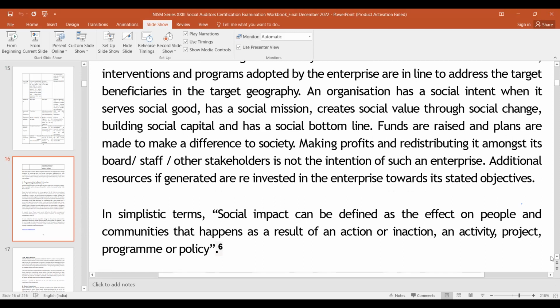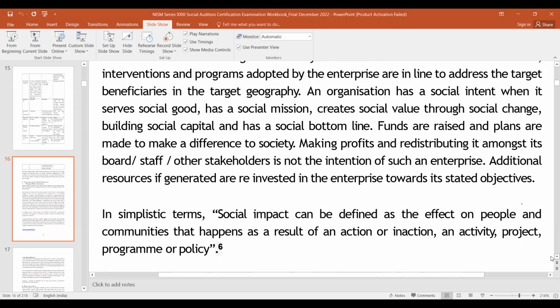In simplistic terms, social impact can be defined as the effect on people and communities that happens as a result of an action or inaction, an activity, project, program, or policy. Now, can anybody tell me in what way we can generate social impact through inaction? Can you tell me some example where you want to socially impact, but that can help as a result of an inaction?